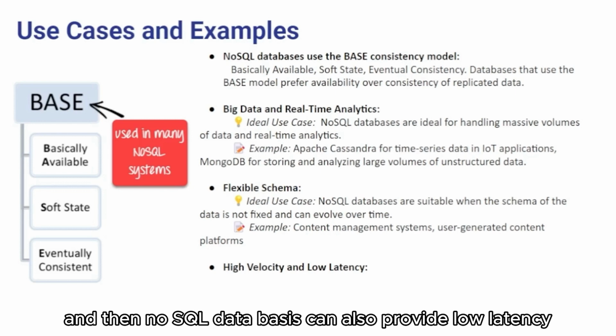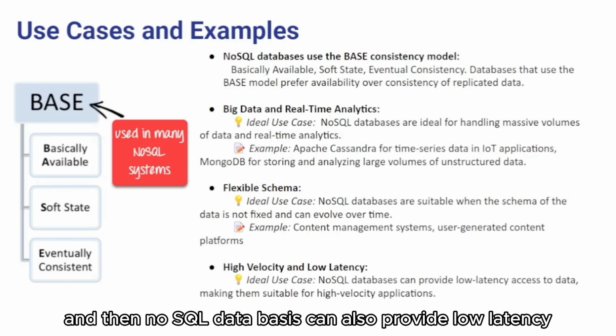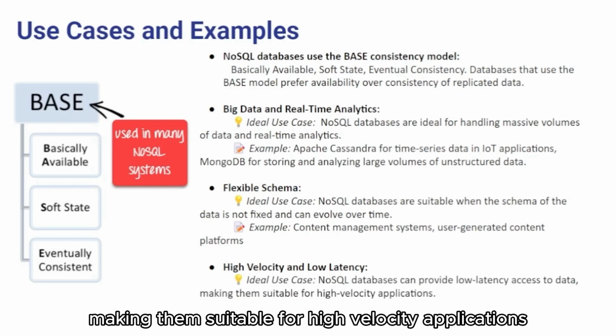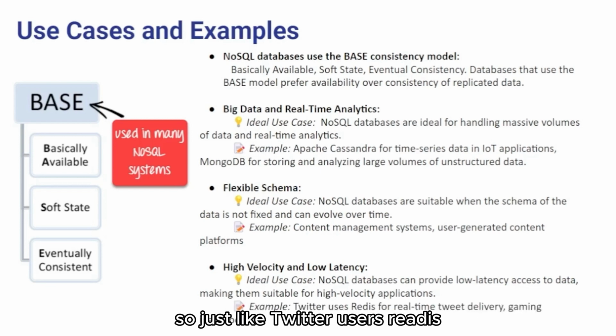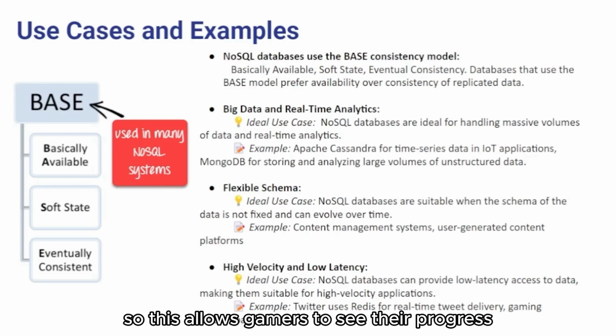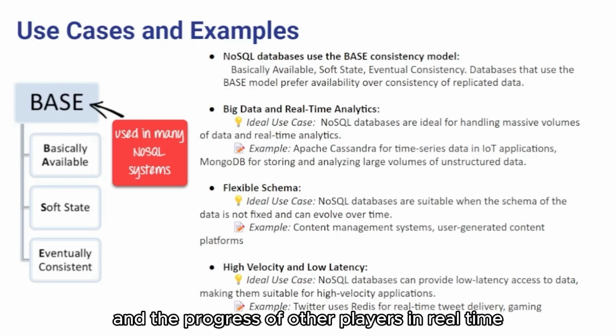And then NoSQL databases can also provide low latency access to data, making them suitable for high-velocity applications. This is because NoSQL databases are designed to minimize the time it takes to read and write data. For example, Twitter uses Redis, which allows Twitter to deliver tweets to users as soon as they are posted. And gaming leaderboards also often use NoSQL databases to store and update leaderboards in real time. This allows gamers to see their progress and the progress of other players in real time.